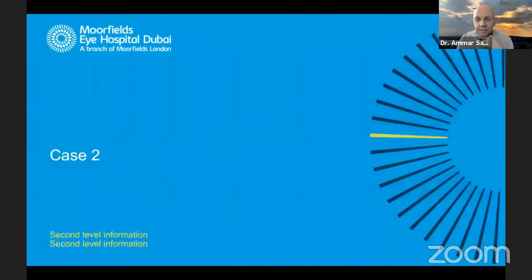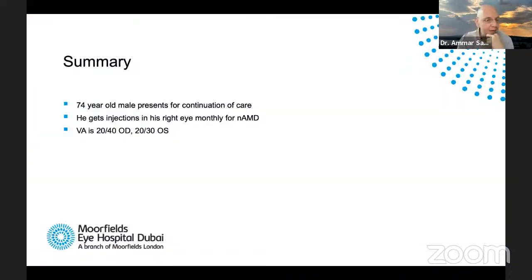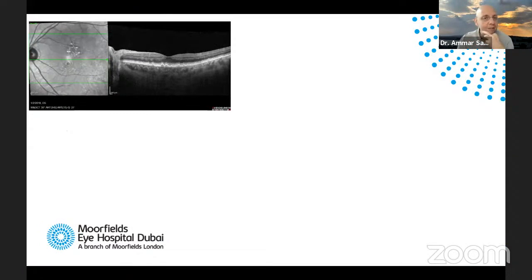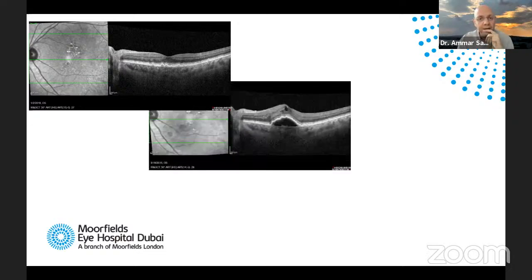I'm going to go on to the second case, which is a challenging case. I was asked to present a challenging case. This gentleman is Portuguese and lives half of his time here and half in Portugal. This is his left eye, at the beginning of 2019. He was dry in this eye, and we were treating his right eye. Back in March of 2019, this is the first time he started having some changes in the left eye. As you can see, there is sub-RPE fluid and an intraretinal cyst here.